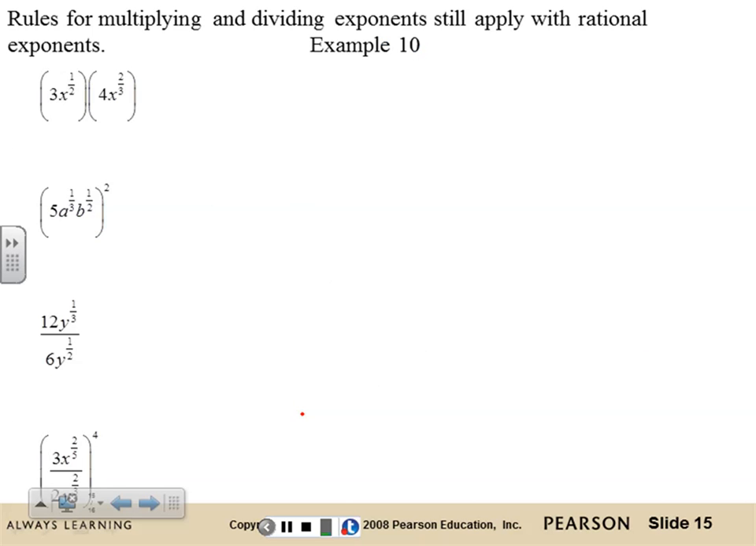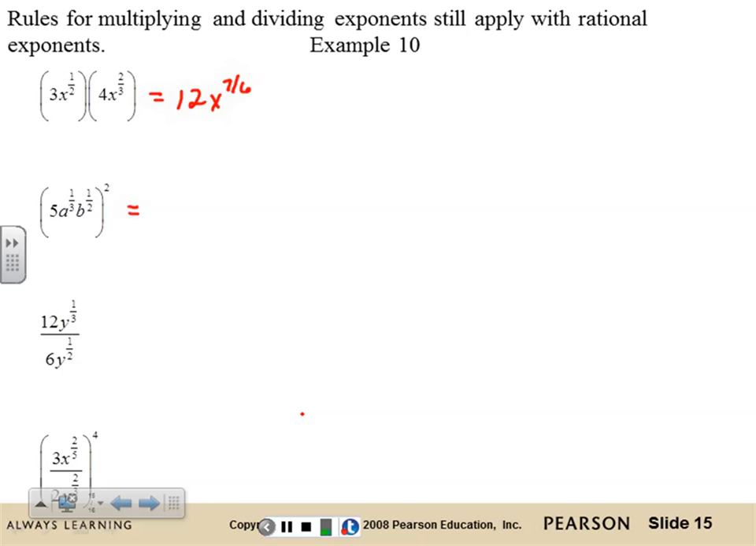So let's try these. Same thing, you have your power rules that you need to use. Here it says rules for multiplying and dividing exponents still apply with irrational exponents. So you're not learning any new rules, you're just doing the same math with fractions now. So we're going to do coefficient times coefficient. 3 times 4 is going to give us 12. And then x to the 1/2 times x to the 2/3. We are multiplying powers with like bases, which means we add those exponents, so you can put that in your calculator. 1/2 plus 2/3 is going to give you x to the 7/6.